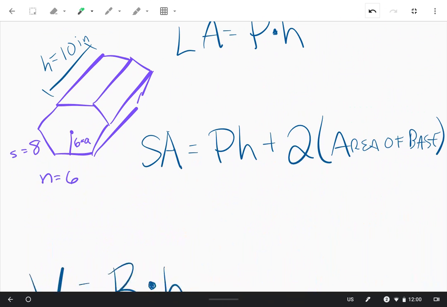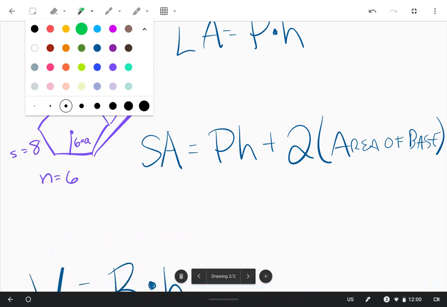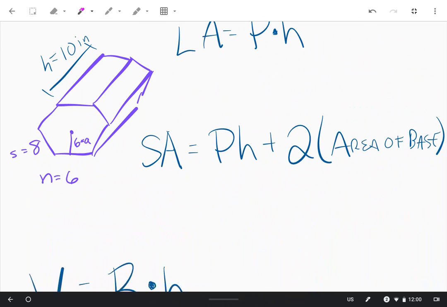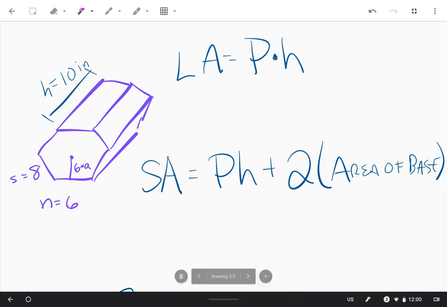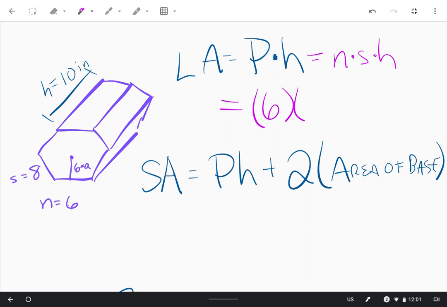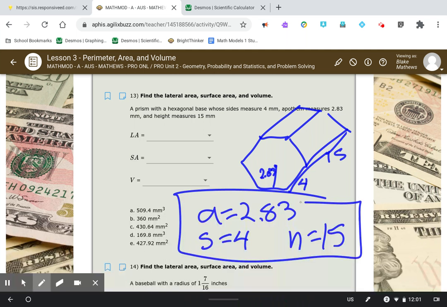So again, over here, here's an example. This is a hexagon as well. It has an A of 6, an S of 8, an N of 6, and an H of 10. So we're going to do perimeter times H. You need to remember that the perimeter is N times S. So really we're doing N times S times H. So N is 6, S is 8, H is 15. So 6 times 8 times 15.